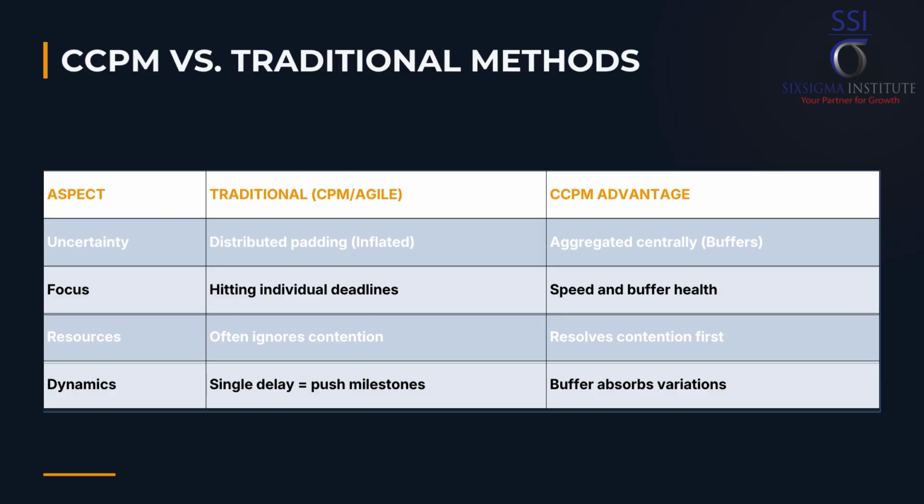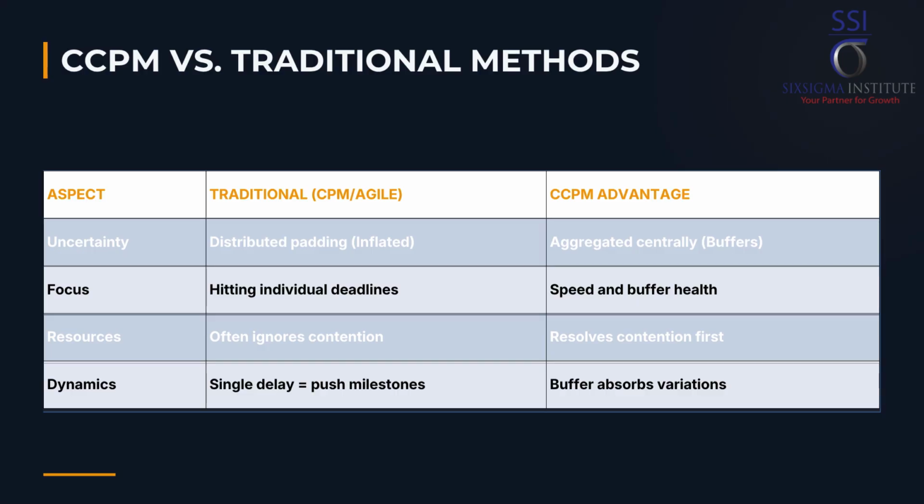CCPM's primary advantage lies in how it handles uncertainty and focus. Handling uncertainty: in traditional project management, uncertainty is distributed across every task estimate, padding, while in CCPM uncertainty is aggregated and managed centrally as buffers. Focus of execution: traditional project management focuses on meeting individual task deadlines, while CCPM focuses on finishing the task quickly and monitoring buffer consumption.